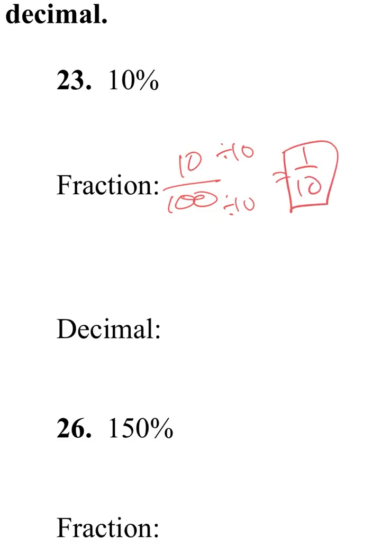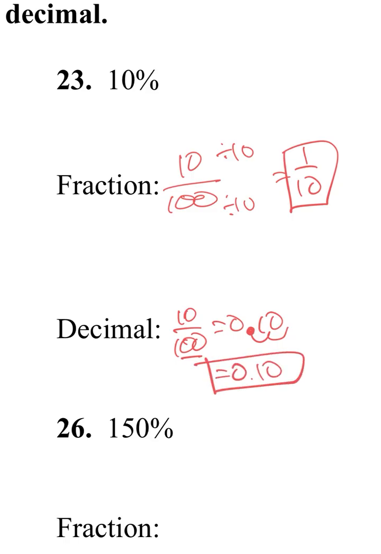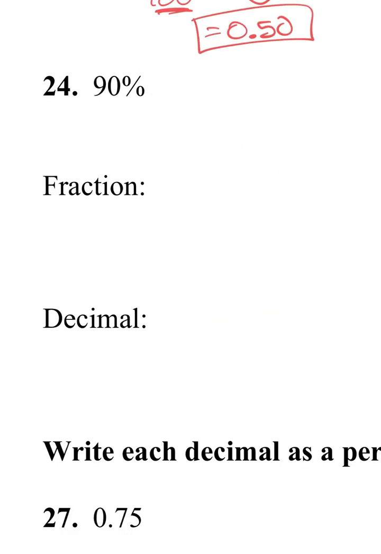Now, as a decimal, same thing. So we're going to go 10 hundredths. Take the numerator, 10. How many zeros are in the number 100? There's 2. So I'm going to move my decimal 2 spots to the left. So 1, 2. There's my decimal now, and then put a 0 in the front. So my final answer is 0.10. Okay, on to number 24. So number 24, we've got 90%.